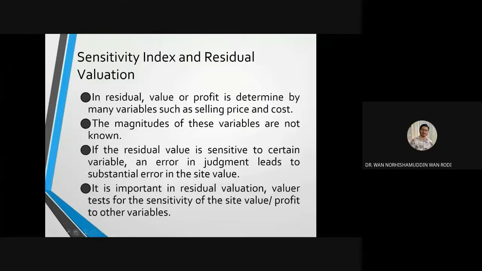Okay, it is important in residual valuation that the valuer tests for the sensitivity of the site value or profit to other variables. So we need to determine the sensitivity in order for us to predict the outcomes of our profit in the future.